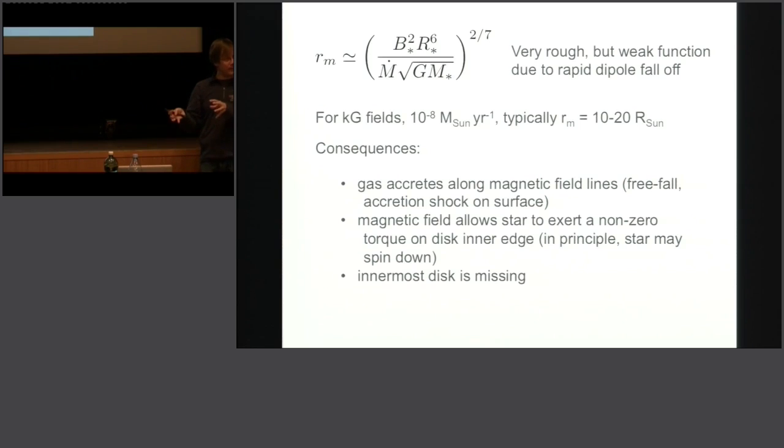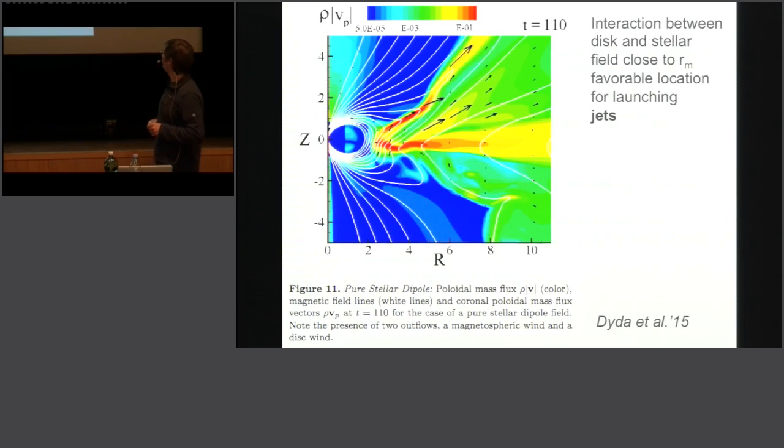And then, moreover, the magnetic field allows, in principle, a sharing of angular momentum between the rotating star and the disk. In principle, a rapidly rotating star could spin down by transporting some of its angular momentum magnetically to the disk, where it would then flow outwards through the disk due to the usual viscous evolution of the disk. And of course, most obviously, it means that the innermost disk is missing. The innermost part of the flow is this magnetospheric flow, rather than having a disk which extends all the way to the stellar surface.